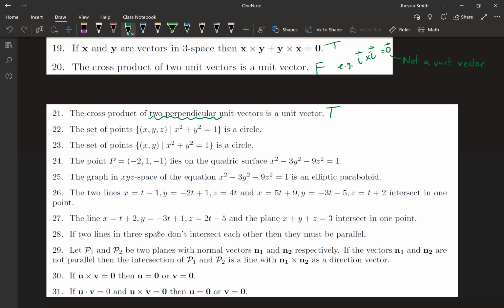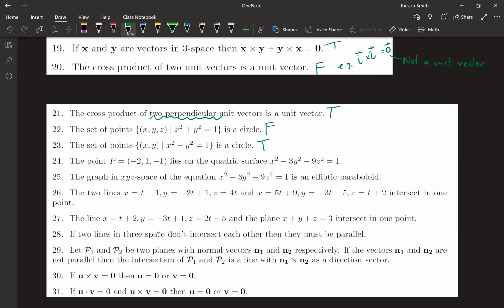Set of points. This is a circle. True or false? This is false. That's a cylinder. That's a circle. The difference, of course, is this is in R3 and that's in R2. The point lies on this surface. I mean, that's kind of silly. You just have to plug in the coordinates and see if it's true.